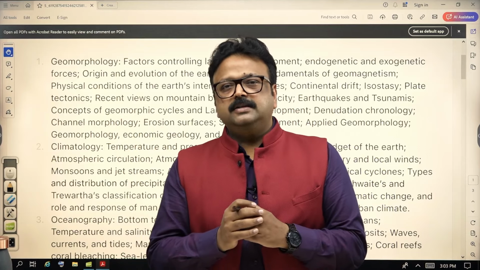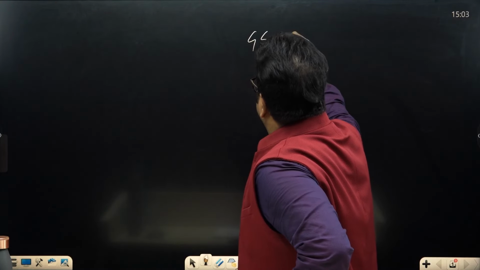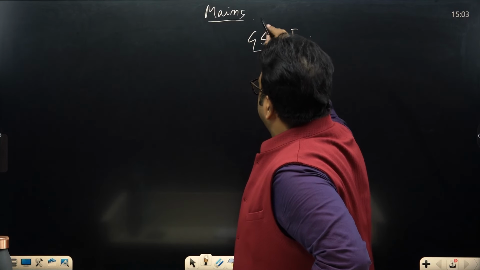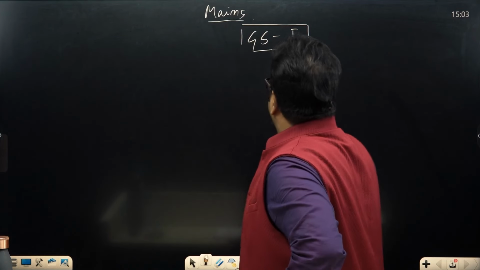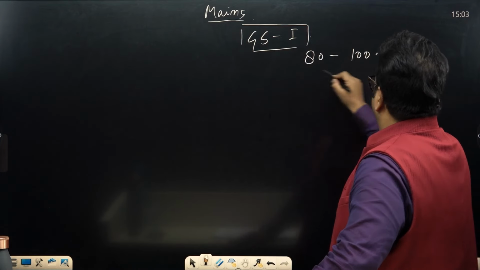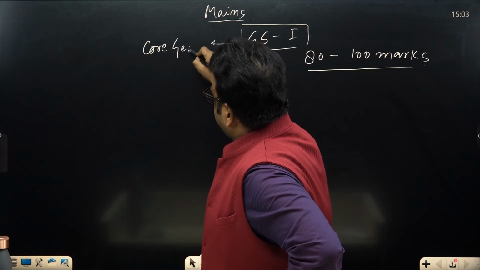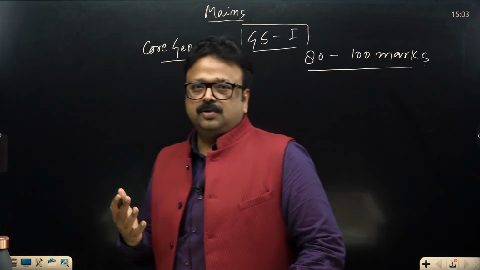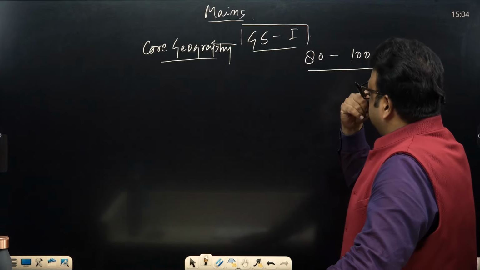Fine. In general studies, if I talk about GS paper 1, I'm talking about your mains examination. In GS paper 1, almost 80 to 100 marks of questions are based on core geography. Core geography, 80 to 100 marks. Sometimes it is 120 marks also. Okay, let's take the minimum, 80 to 100 marks in GS1.